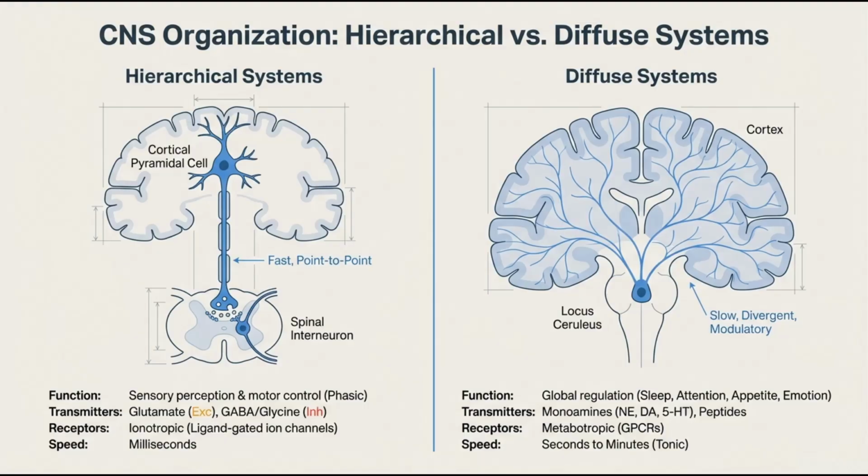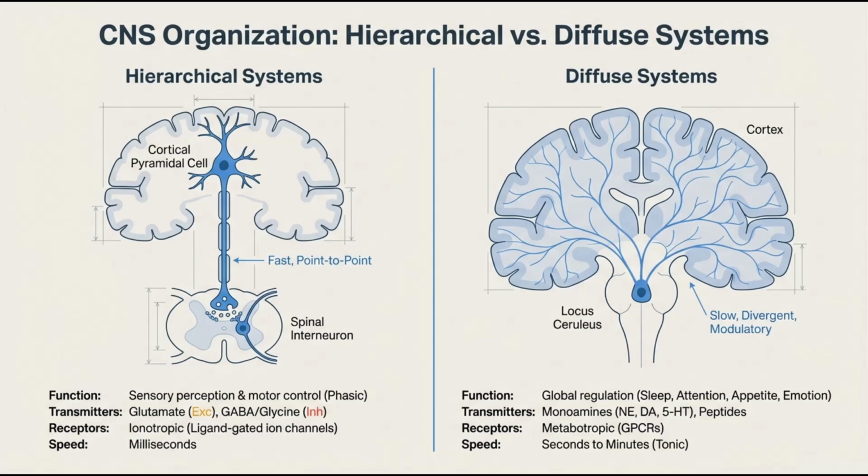What about that sprinkler system on the right side of slide 1? So those are the diffuse systems. And their job is totally different. They're modulatory. The neurons here often originate in these tiny specific nuclei deep in the brainstem. But they project everywhere. Everywhere. The axons branch profusely.